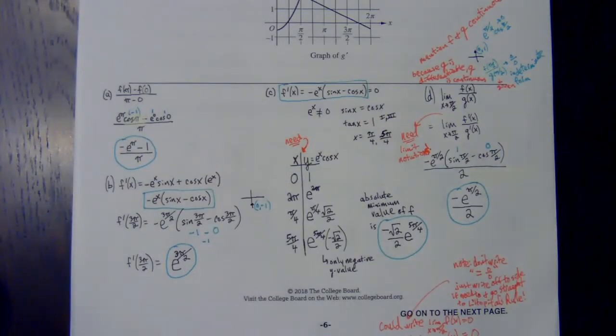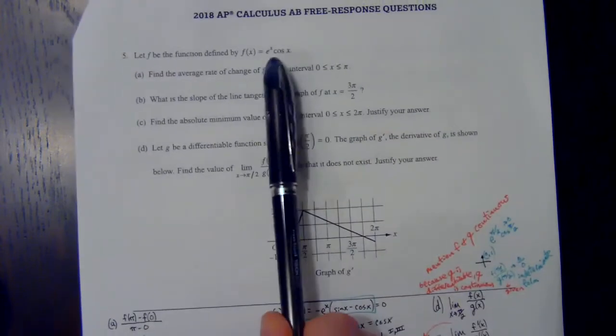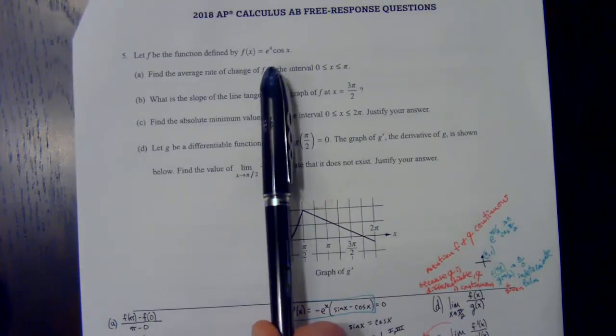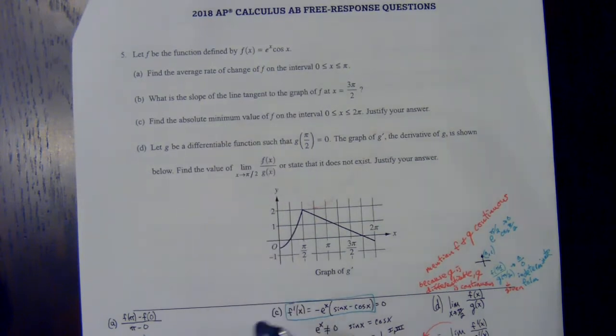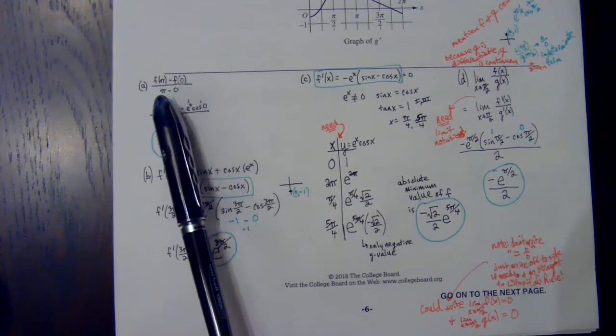Right, there's all my work at the beginning. Let's go through this step by step here. It gives us a function, and it says find the average rate of change. Average rate of change is your slope formula, f of b minus f of a over b minus a. So we're going to go f of pi minus f of 0 over pi minus 0.